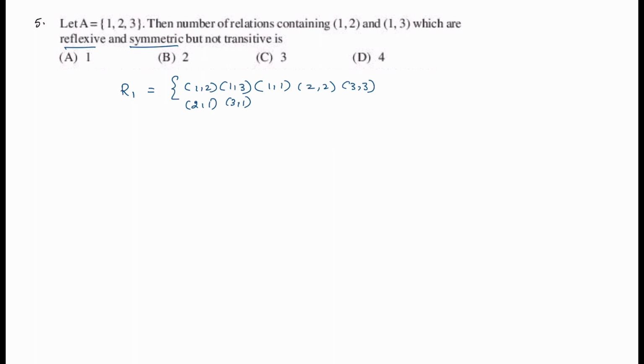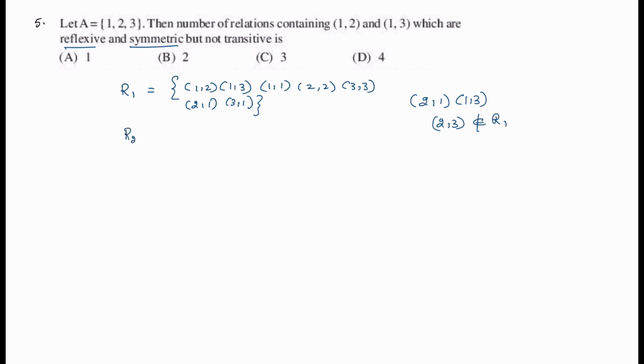It is not a transitive relation because (2, 1) and (1, 3) we have, but (2, 3) doesn't belong to this relation. Therefore, it is not transitive. So we wrote one relation which is reflexive and symmetric but not transitive.